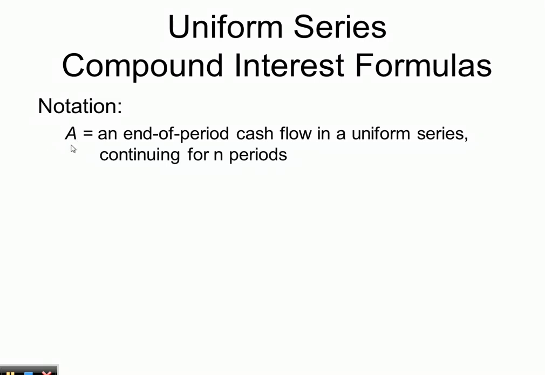A will denote an end of a period cash flow in a uniform series continuing for n periods. So every single period we would have this A, every single period for n periods. In the previous example, let's say we were investing something every year for 50 years, every year we would deposit this A amount into an account. So every year it would be A, and the next year would be A, and the year after that we would always have this A invested at the end of the year.